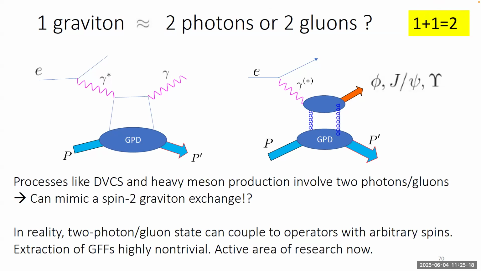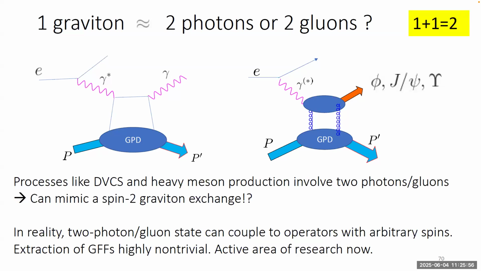Yes, that's it. If you look at the DVCS that I told you about before, you see two photons: there is an incoming virtual photon and an outgoing photon. So you have two photons, and they can mimic, or realize, the spin 2 state. So maybe you can interpret this process as one graviton exchange between this two-photon system and the protons. So this system has to be, to some extent, sensitive to the gravitational form factor.